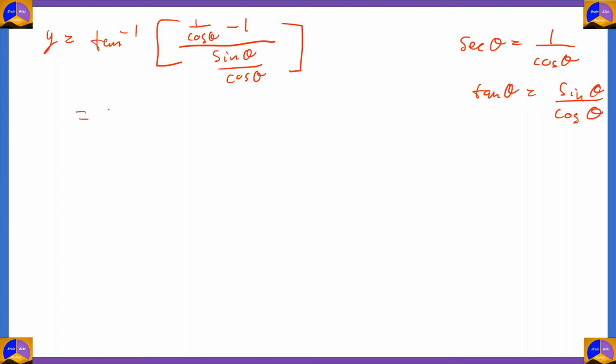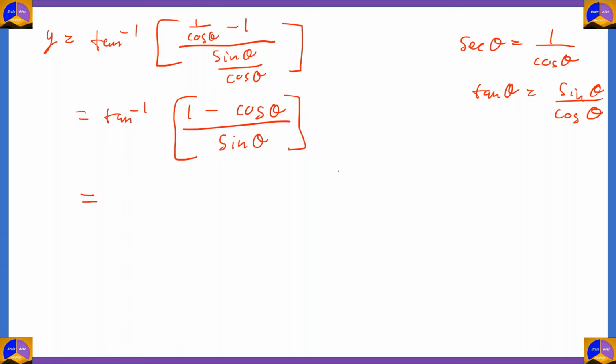So now what we'll get is tan inverse of 1 minus cos theta divided by sine theta. Now, how do we reach here? Since this is 1, we multiplied it by cos theta. So we'll get 1 minus cos theta by cos theta divided by sine theta by cos theta. The cos theta was common, so we canceled it to get tan inverse of 1 minus cos theta divided by sine theta.